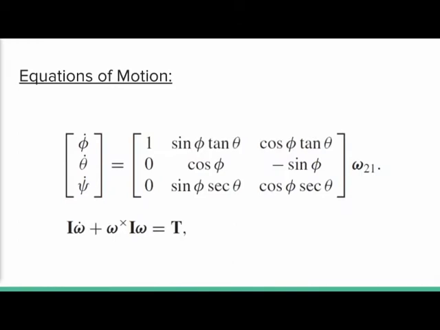The equations of motion that govern our dynamic system are the rate of change of the Euler angles yaw, pitch, and roll, as well as the rate of change of the angular velocity, which is a function of the applied torque to the reaction wheel.